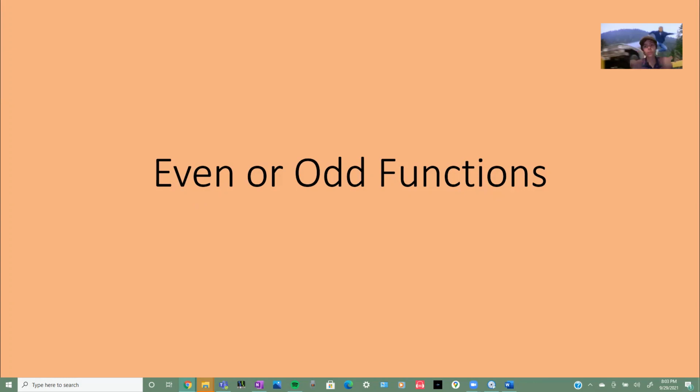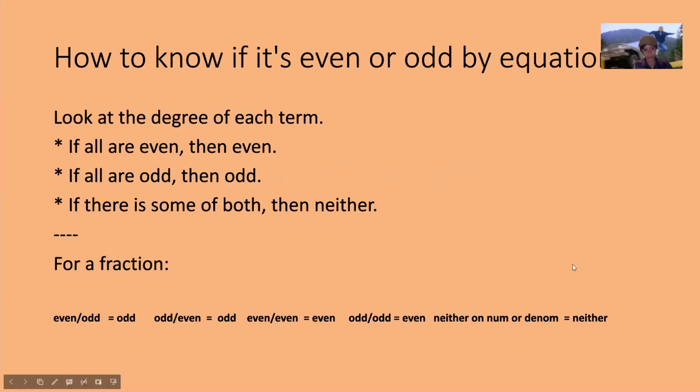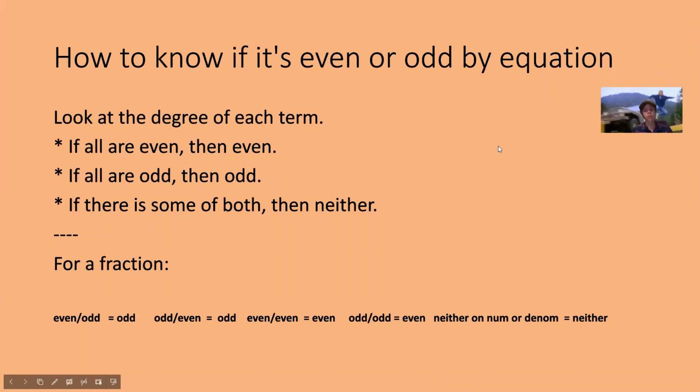But anyways, let's get into the video. Even or odd functions. There can be even, they can be odd. How do you know which one? And also what does that even mean? Okay. How to know if it's even or odd by equation. So you have to know if it's even or odd by looking at an equation, graph, or table. And I'll show you how to do all three of those.